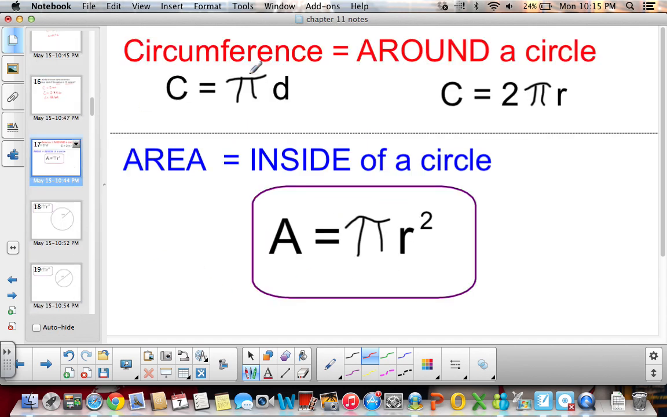Okay, so the circumference is around a circle. The area is inside of a circle, just like finding the area of parallelograms, triangles, and trapezoids. So this is your new formula to add. Area equals pi times radius squared. Pi r squared. So write area inside of a circle and then write the formula down.